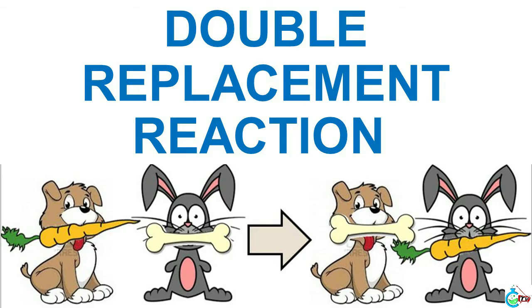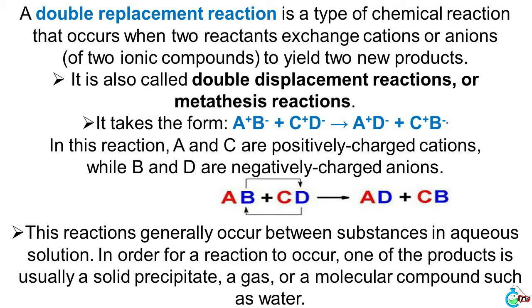Double replacement reaction. A double replacement reaction is a type of chemical reaction that occurs when two reactants exchange cations or anions of two ionic compounds to yield two new products. It is also called double displacement reactions, or metathesis reactions.